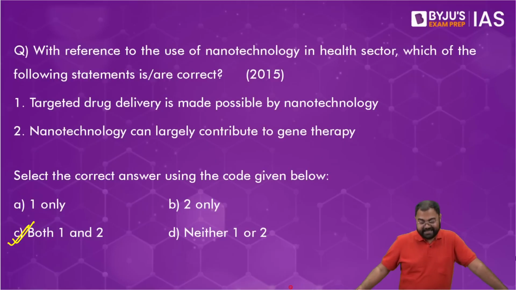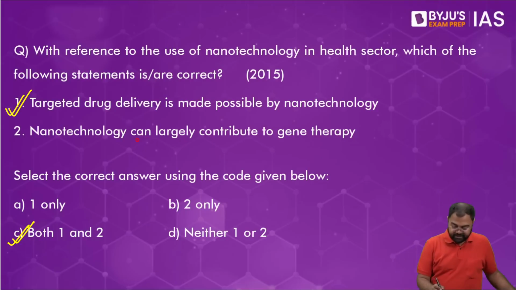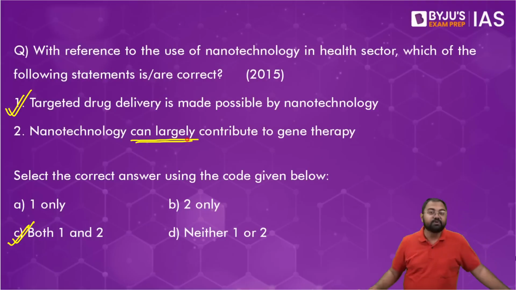Nanotechnology in the health sector: which of the following statements is or are correct? First, targeted drug delivery is made possible by nanotechnology. This is correct; we discussed this anyway. Second, nanotechnology can largely contribute to gene therapy.